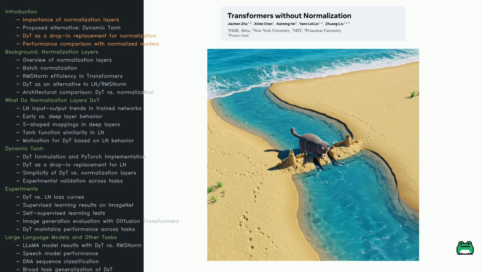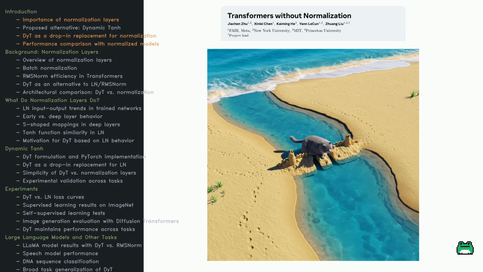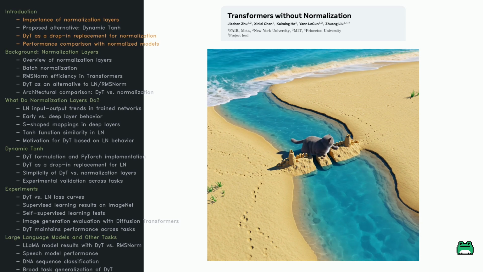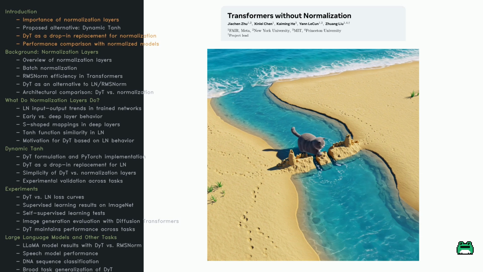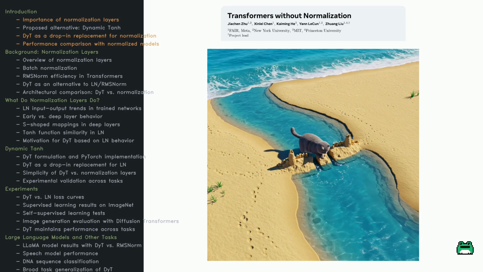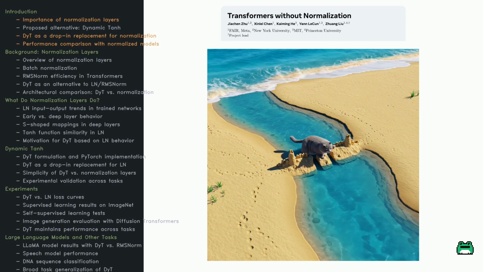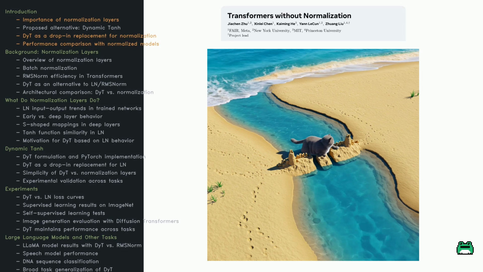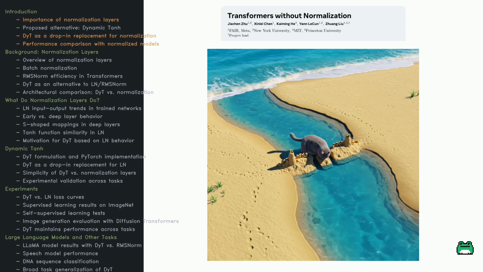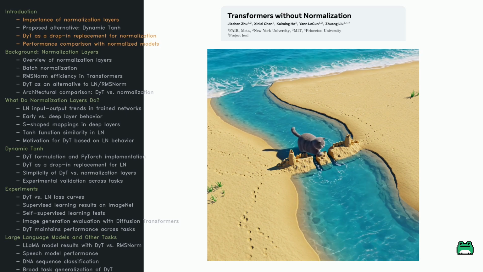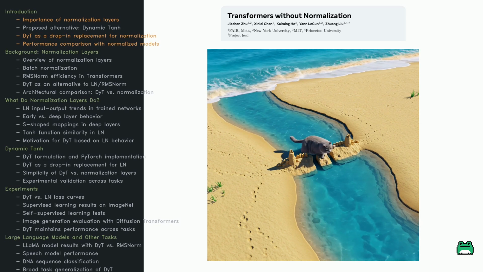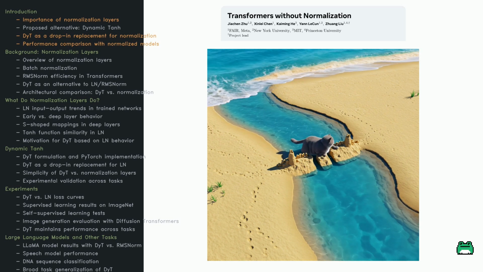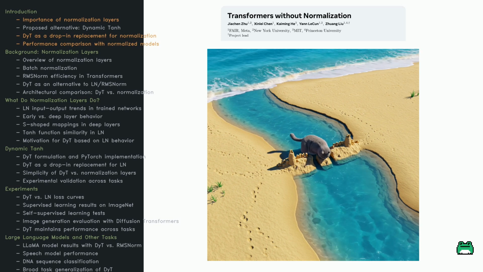What if I told you everything we thought we knew about transformers was, well, a little over-normalized? For years, we've been spoon-fed the idea that normalization layers, things like LayerNorm and RMS norm, are the unsung heroes of deep learning. They stabilize training, smooth out activations, and keep those gradients from going rogue. But hold on to your GPUs, because this new paper is about to flip that assumption on its head.